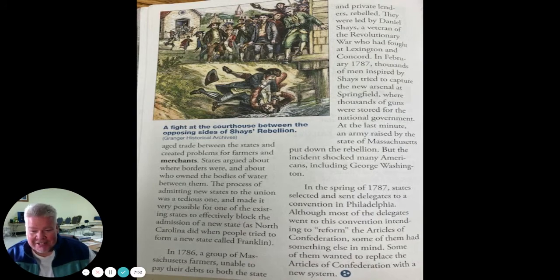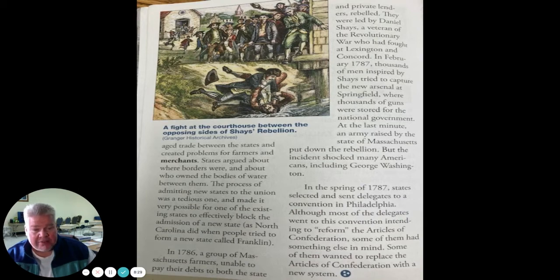In 1786, a group of Massachusetts farmers, unable to pay their debts to both the state and private lenders, rebelled. They were led by Daniel Shays. We've read about this before, a veteran of the Revolutionary War who had fought at Lexington and Concord. In February 1787, thousands of men, inspired by Shays, tried to capture the new arsenal at Springfield, where thousands of guns were stored for the national government. At the last minute, an army raised by the state of Massachusetts put down the rebellion, but the incident shocked many Americans, including George Washington.